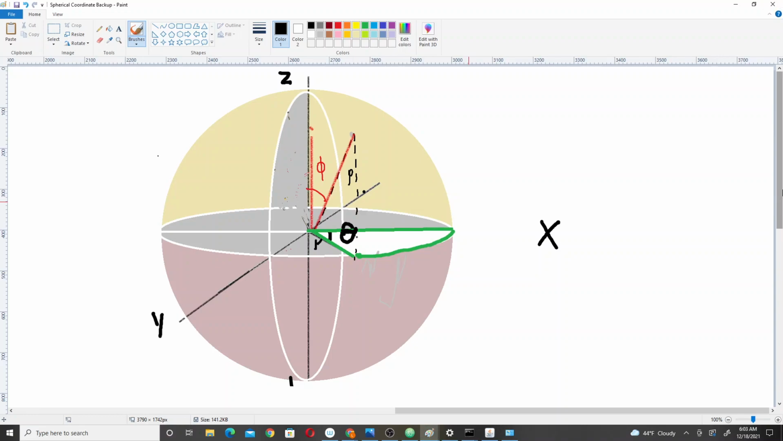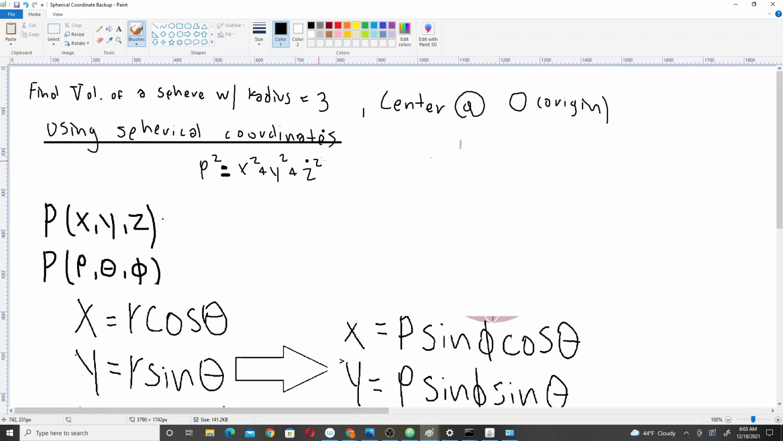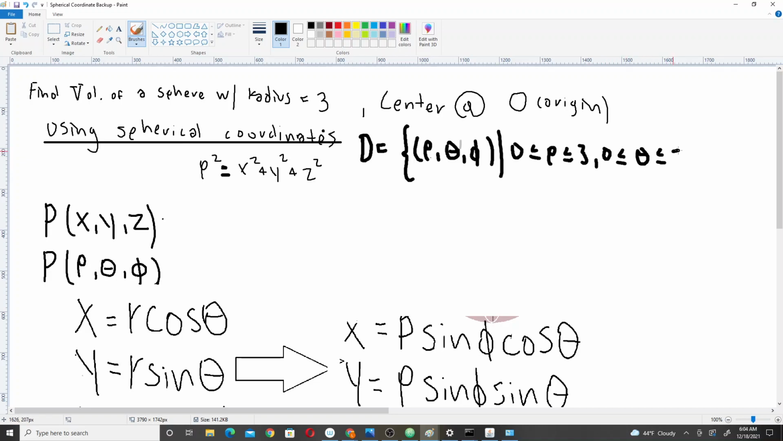Alright, let me scroll to the left. So the way you want to set up this integral is we first need to know the domain. You have a function of rho, theta, and phi. For rho, we know that's 3, so we're going to integrate from 0 less than or equal to rho less than or equal to 3. For theta, 0 is less than or equal to theta, less than or equal to 2 pi. We want to go all around because we're using a sphere.